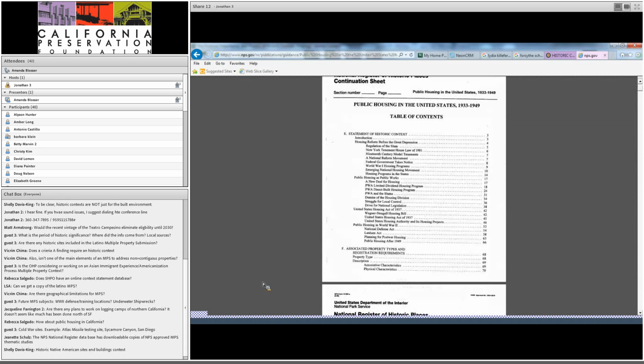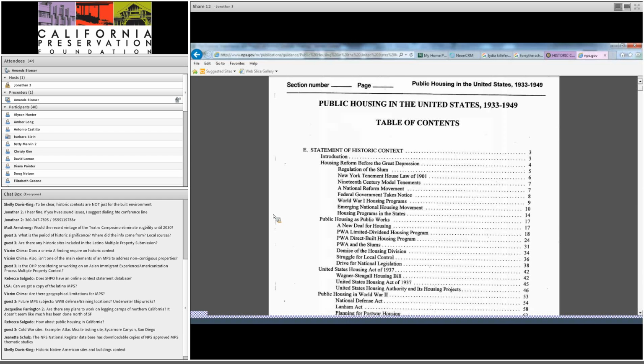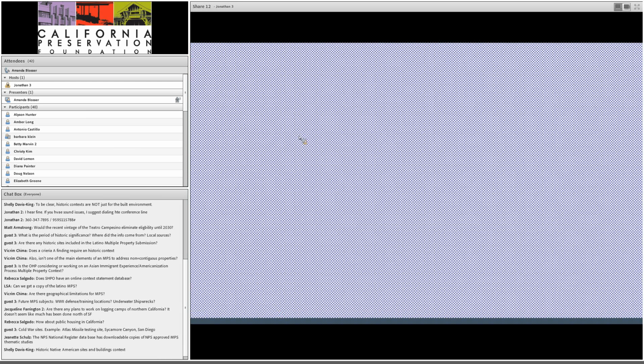Historic Native American sites and building context. That would be great. And I'll add it to our suggested list. It might be something that we could do in coordination with TIPOS and other tribes that would be interested.